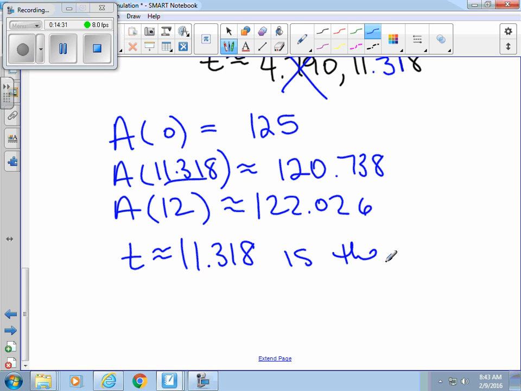It said show the analysis. It didn't say justify. I'd say we're good on our analysis. If it did say justify, the only thing I'd add is to compare the candidates' values, and if you did that, we'd call that good. Any questions about that one?